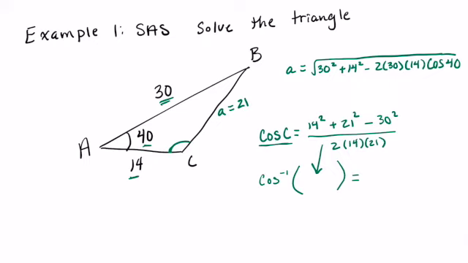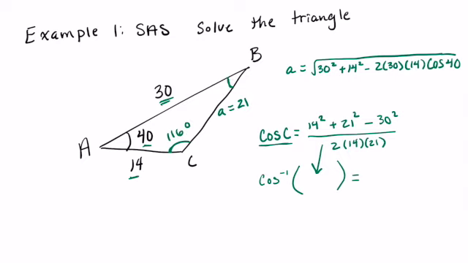Remember, it's the inverse cosine there. So that's what I'm going to type into the calculator here. So we're going to take our 2 included sides squared, minus that opposite side squared, divided by 2 times my 2 included sides, and we get 116 degrees.